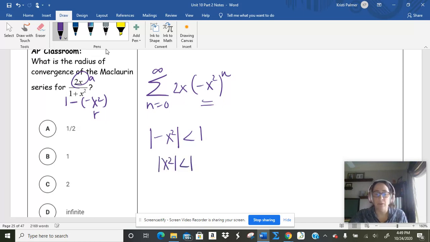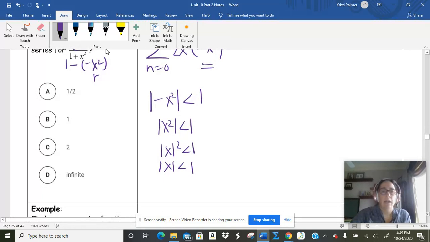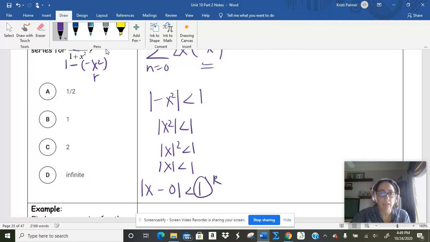And then we're going to use what we learned in that pre-notes where we're going to bring this out and then take the square root of 1, which is 1. So here I can see that I have this now that I am centered at 0. This is my radius of convergence.